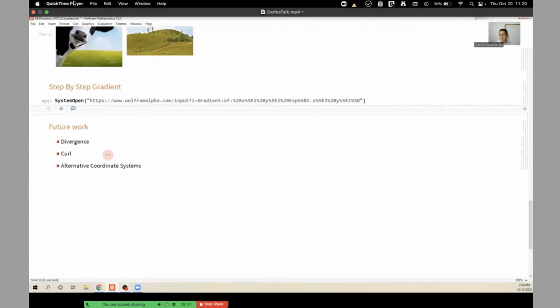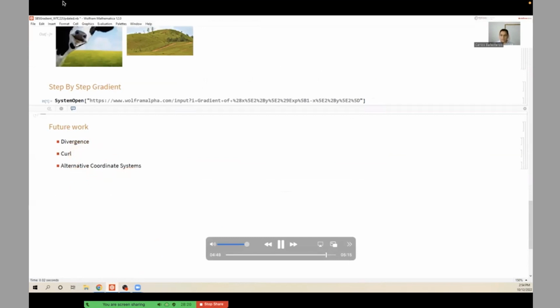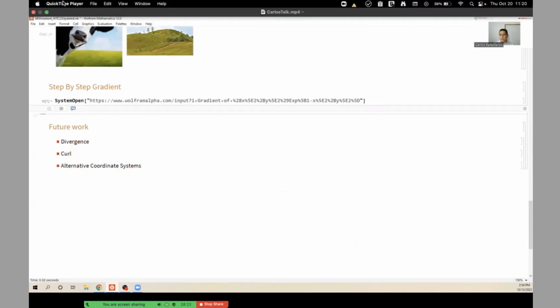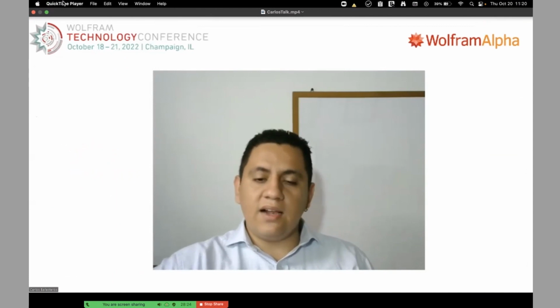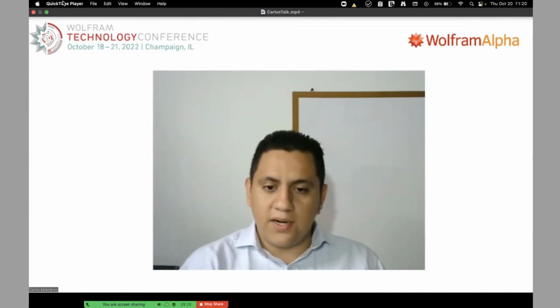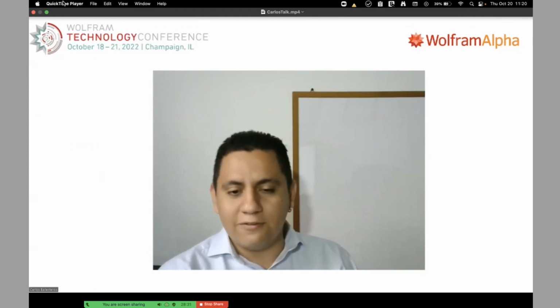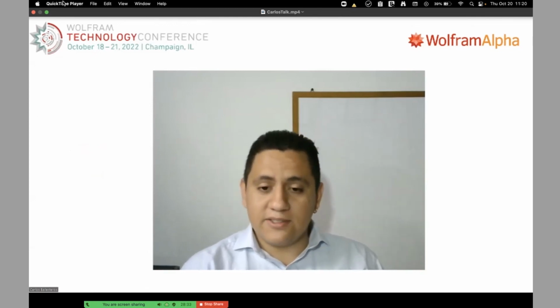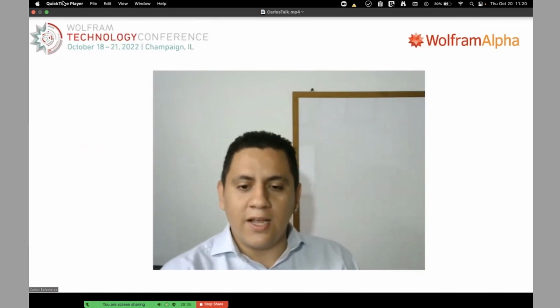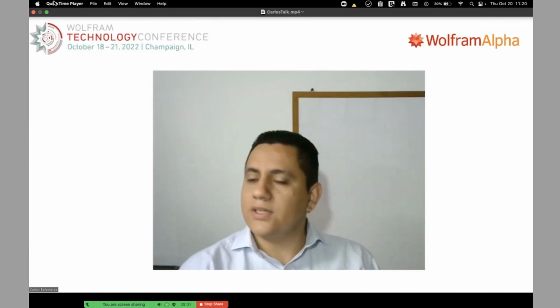And in the future, the idea is to have the step-by-step solution for divergence and for curl, and add alternative coordinate systems. So yeah, that's all from the vector analysis part. I would like to show more step-by-step solutions for this subject at the next Wolfram Technology Conference.